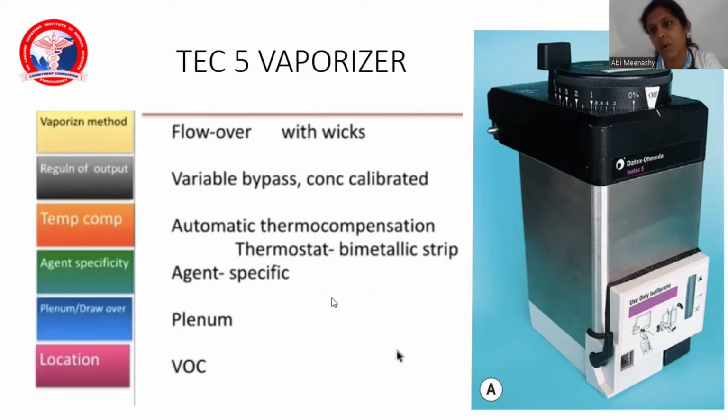So if you can see the model of this vaporizer, this is for fixing. This is the concentration dial. And this is your filler. In order to open the filler, you have to keep the lever down. And you can fix the filler and fill it up.